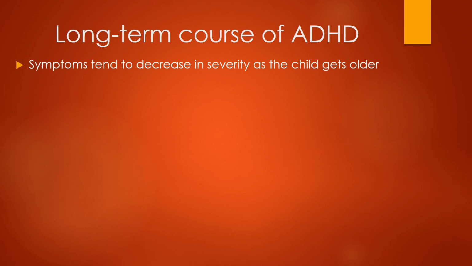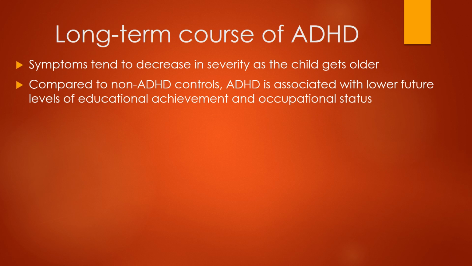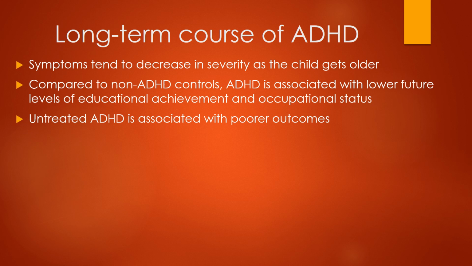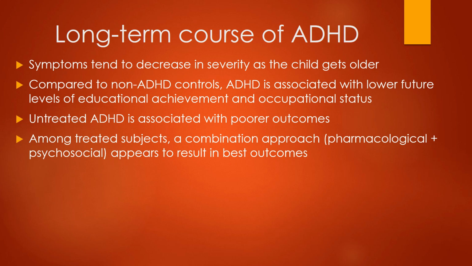As far as the long-term course of ADHD is concerned, in general, symptoms tend to decrease in severity as the child gets older. Compared to non-ADHD controls, ADHD is associated with lower future levels of educational achievement and occupational status. Untreated ADHD is associated with poorer outcomes compared to ADHD that is treated. Among those who are treated, a combination approach combining pharmacological with psychosocial approaches appears to result in best outcomes.